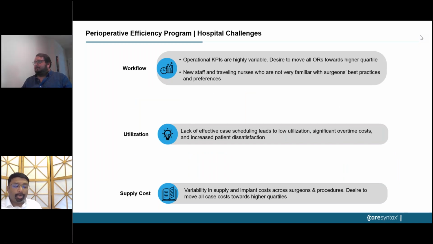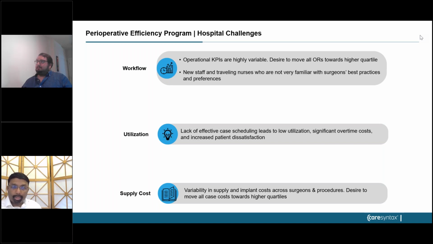Another important conversation that's happening is how a lot of hospitals are having trouble with retaining their OR staff, bringing in new staff, and oftentimes they're augmenting them with travel nurses who may not be as familiar with the surgeon's best practice and preferences. So you're seeing issues with workflow in there, and that could be contributing to some of the reasons why you're having longer case lengths, even after you've made sure that you're doing apples to apples comparison in the ways that Alex spoke about, and also the other ways that we spoke about looking at variability.